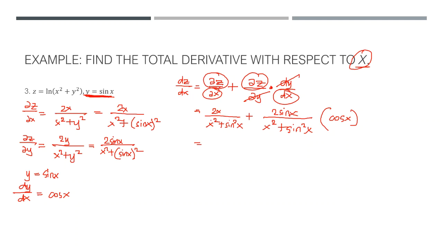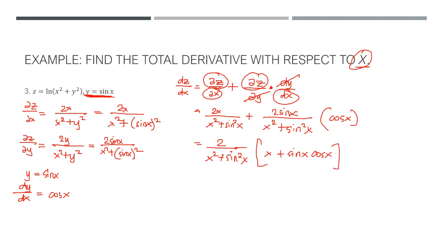The common factor between the two terms is 2 over x squared plus sine squared x. So we have 2 over x squared plus sine squared x, times what we have left here, which is x plus sine x and cos x.